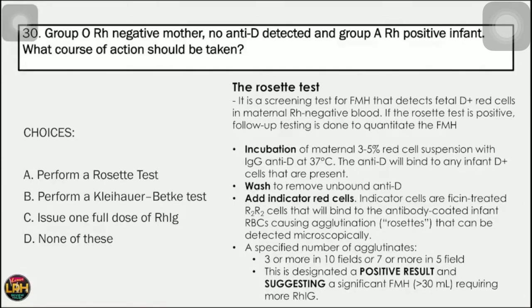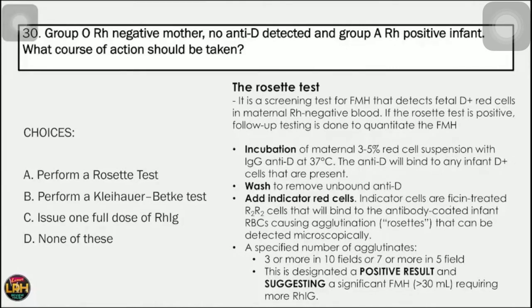This test is used to detect fetal D red cells in the maternal Rh negative blood. If the Rosette test is positive, follow-up testing is done to quantitate the fetal maternal hemorrhage. So, for a quantitative test for fetal-maternal hemorrhage, we can use the Kleihauer-Betke acid elution test or flow cytometry.